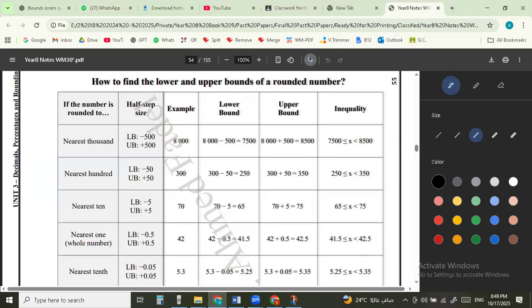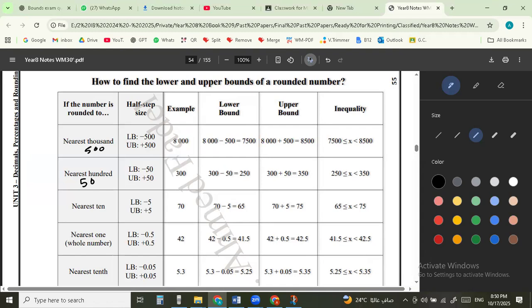It is what? It's half the step size. The step here is the nearest thousand, so the half of it is 500. So you add and you minus 500 to find the lower and the upper bound. But if it's to the nearest hundred, the half of the step is 50. So the lower bound, minus 50, upper bound, add 50. For example, if I tell you 300 is rounded to the nearest hundred, find the lower and the upper bounds. So it's 300 minus 50, 250. Upper bound, 300 plus 50, 350.